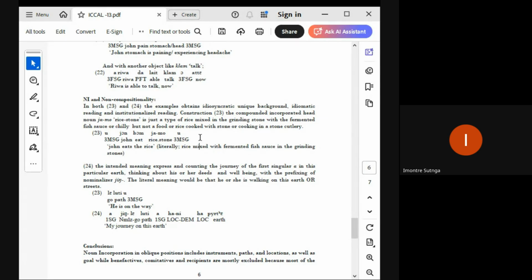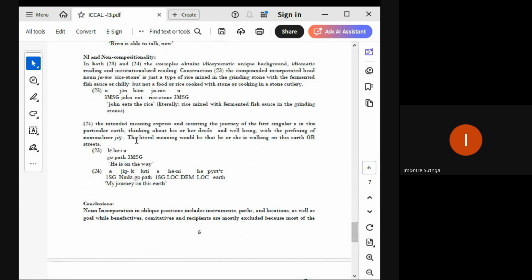So this incorporated form, sometimes this kind of structure gives us an idiomatic sense, and they are unique, very intricate and unique expressions. And if we look at example 23 also, lelutiu, or I have another example in mind, leluti idani, or lelutiu would literally mean that he's walking on a path, or they are walking on a path. And in 24, with the addition of the prefix jing, it gives us a different meaning.